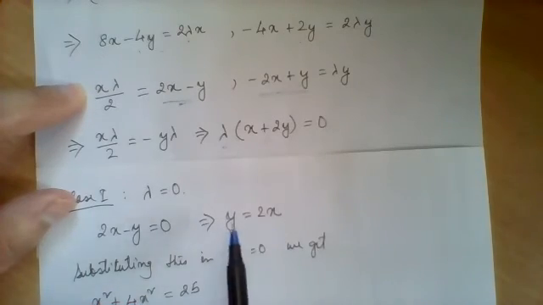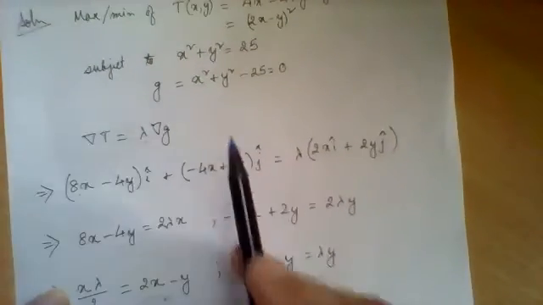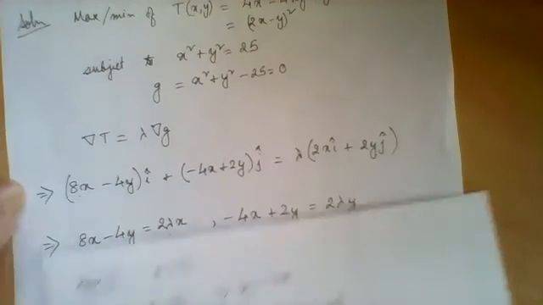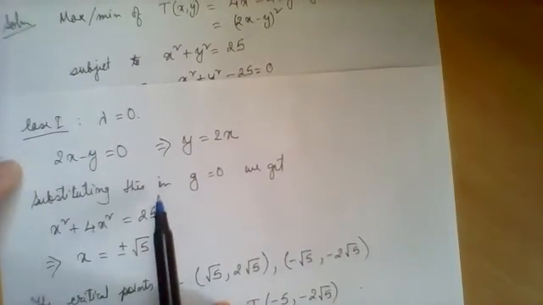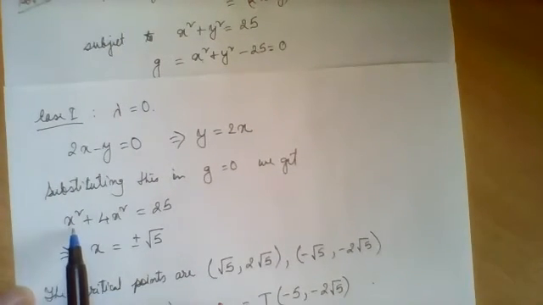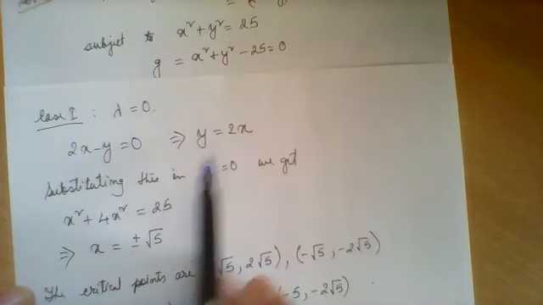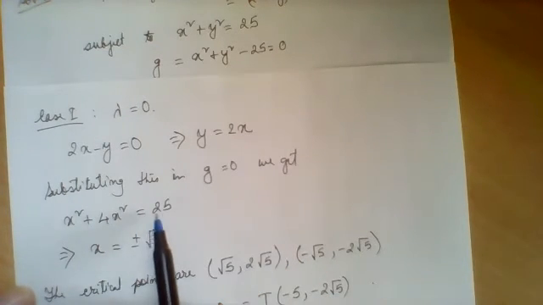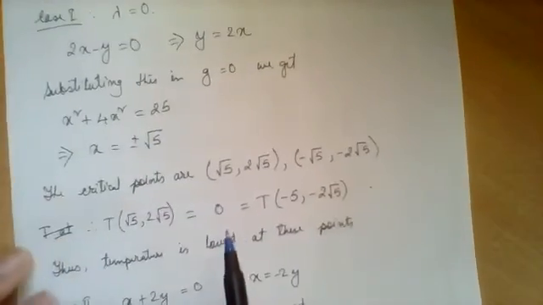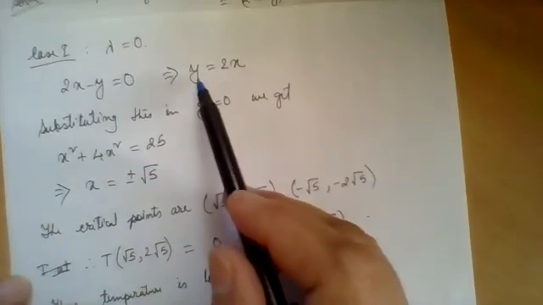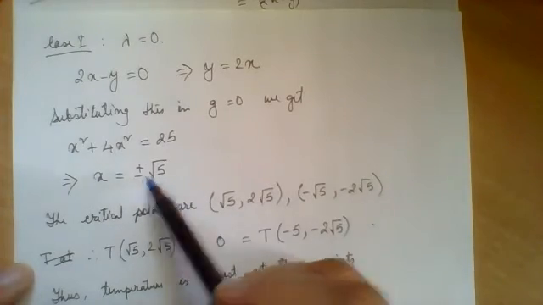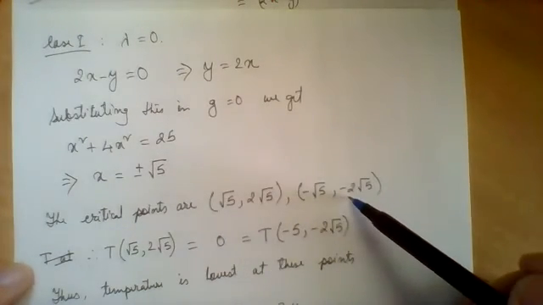So you get a relation between x and y. Then you substitute this in the constraint equation. What do you get? x squared plus (twice x) whole squared, that is 5x squared, equal to 25, so you get x equal to plus minus root 5. So when x equal to plus root 5, y equal to 2 times root 5. When x equal to minus root 5, y equal to minus 2 times root 5.